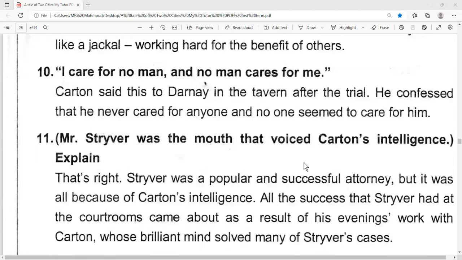I care for no man, and no man cares for me. Of course, these words were said by Sydney Carton to Charles Darnley. Carton said this to Darnley in the tavern after the trial. He confessed that he never cared for anyone and no one seemed to care for him.